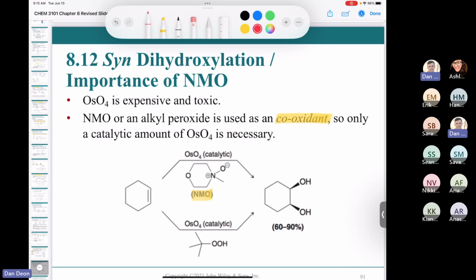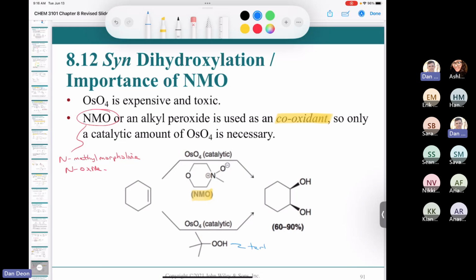So that's NMO. So I'll write that down here for you. It's N-methylmorpholine N-oxide. And this is a functional group we don't cover in this class. It's called an N-oxide. Anyhow, don't worry about that right now. But you use NMO as a co-oxidant, or you can use tert-butyl hydroperoxide as a co-oxidant. So that's this compound here.